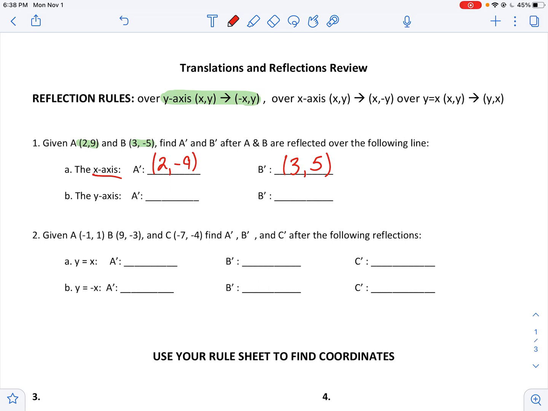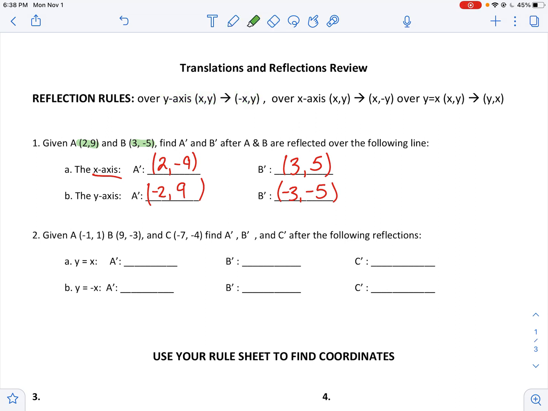Okay, so you should have paused the video and completed the work by now. And the answers would be, it's negative x, y, so it would be negative 2, 9. B prime would be negative 3, negative 5.